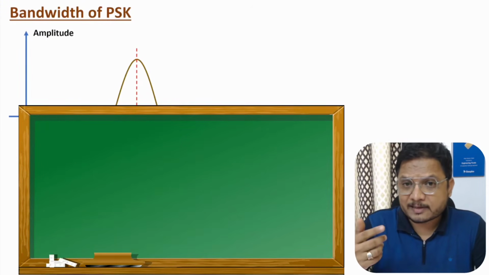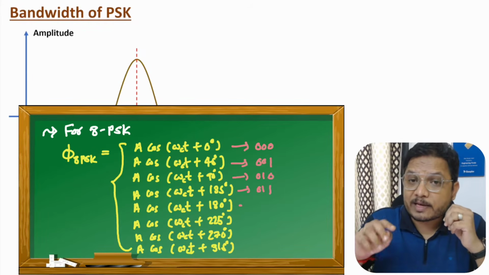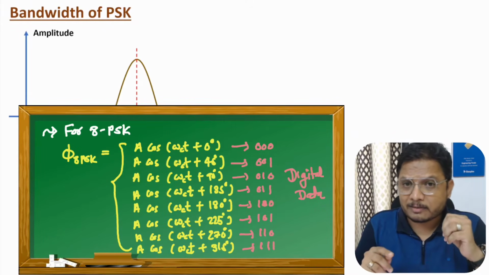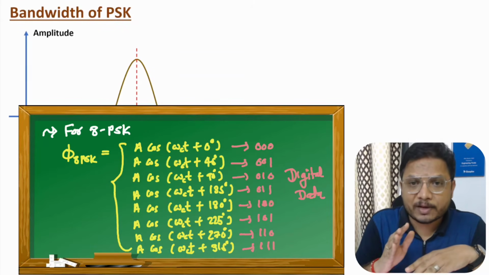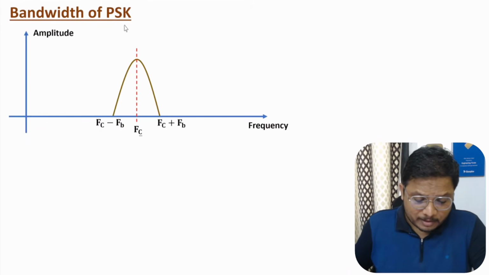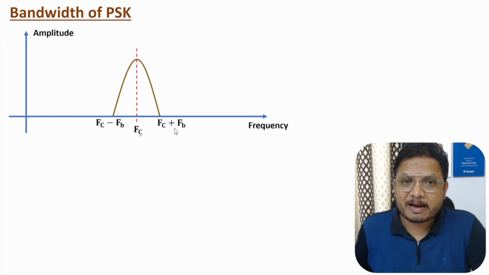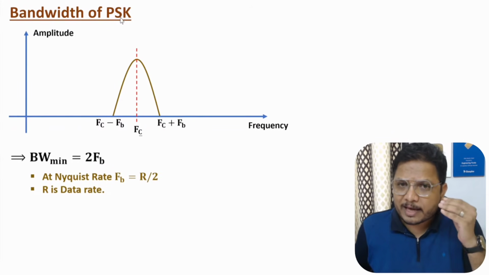With 8PSK, there will be phase with 8 different levels. So the phase will be 0, 45, 90, 135, 180, 225, then 270 and then 315. So here there is a change in phase, right? But if you observe the bandwidth, then that will be from Fc minus Fb to Fc plus Fb. So how much bandwidth is there? Here the bandwidth is 2Fb only, right? So that is the minimum bandwidth, irrespective of whether we have BPSK, QPSK or 8PSK, right?